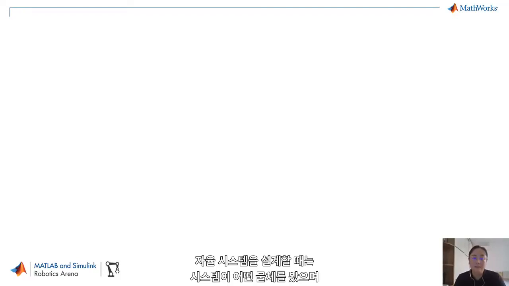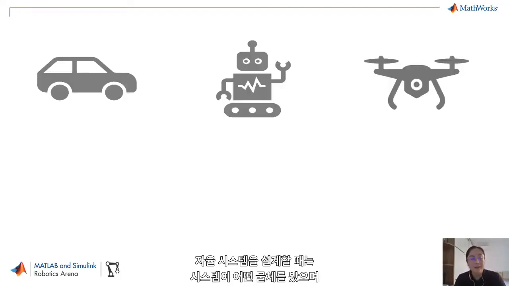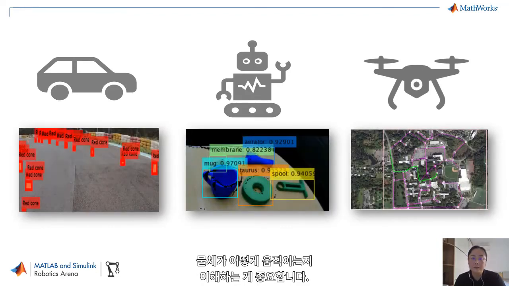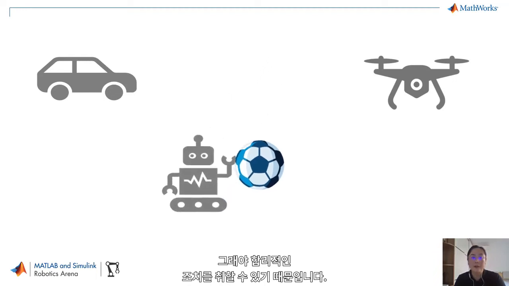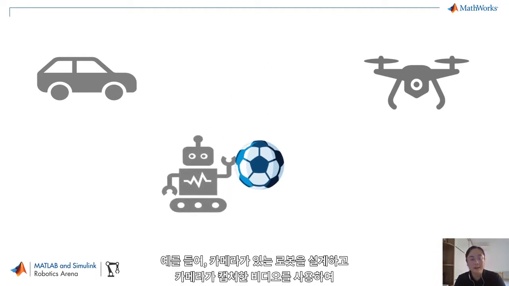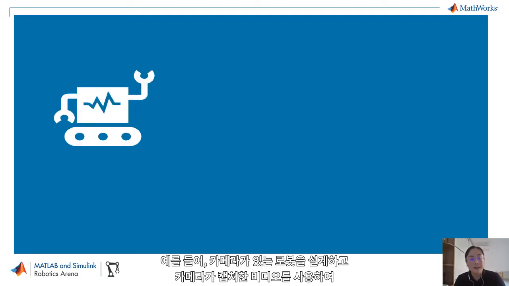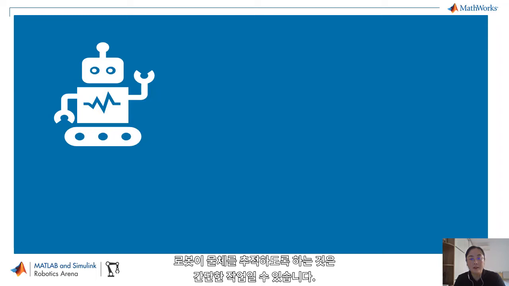When you design an autonomous system, making your system understand what it has seen and how the object is moving are crucial so that the system can take reasonable actions. For instance, a simple task could be designing a robot with a camera and making the robot track an object using the video captured by the camera.